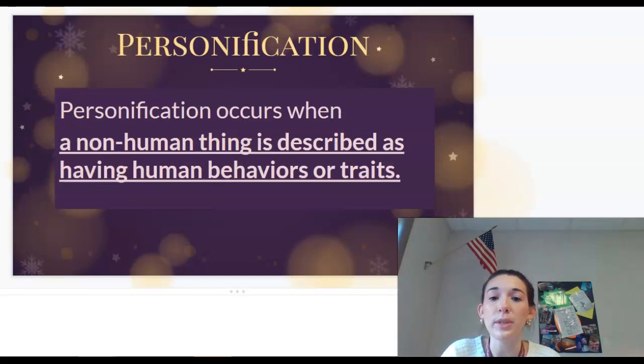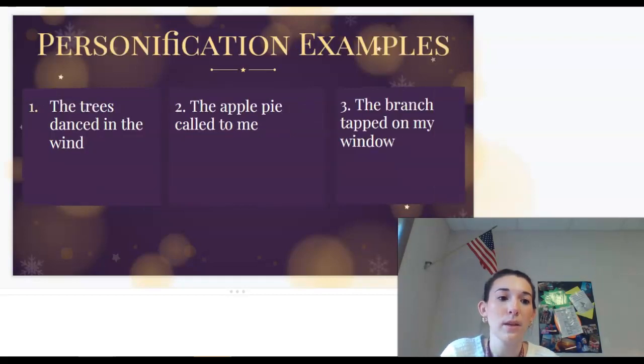The next example is personification. Personification occurs when a non-human thing is described as having human behaviors or traits. So a few examples of this would be the trees danced in the wind, the apple pie called to me, the branch tapped on my window. Obviously, trees can't actually dance, apple pies can't actually talk to us, and branches can't actually reach out and tap on things like a person would. We are giving them human characteristics to help the reader better understand what's happening.